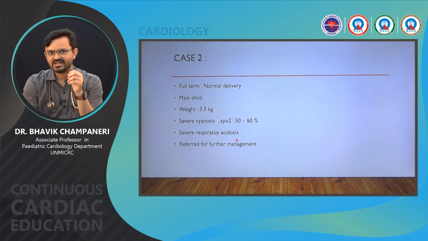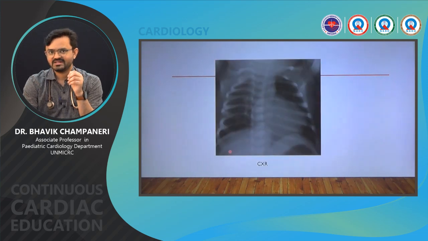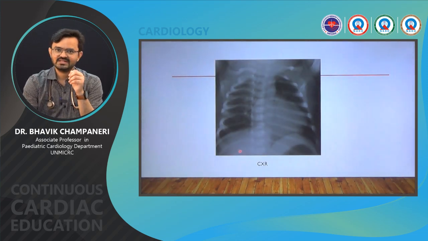It's a full term normal delivered male, 3.3 kilo, had severe cyanosis, 50 to 60% acidosis, and at birth only he is referred for further management. And this is an X-ray. As you can see, there is a narrow pedicle at the base of the heart, and the classic X-ray of egg on side appearance.